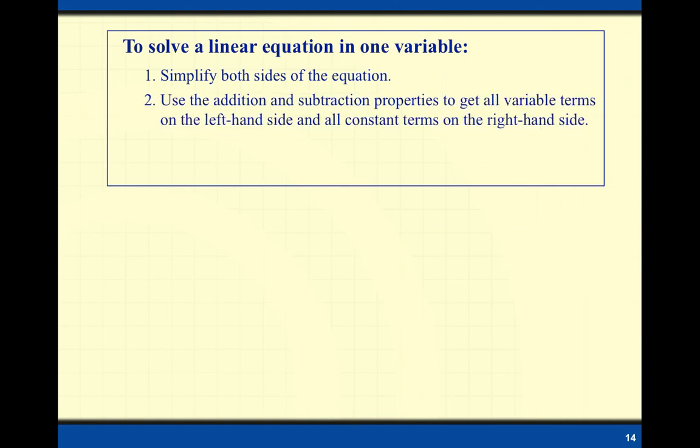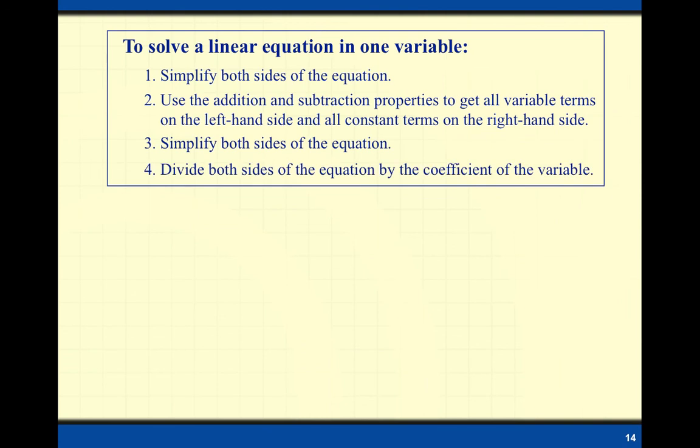Second, use the addition and subtraction and also the multiplication properties to get all the variable terms on the left-hand side and all constant terms on the right-hand side. And then simplify both sides of the equation, and finally, divide both sides of the equation by the coefficient of the variables. So, example, we have x plus 1 equals 3 quantity x minus 5.